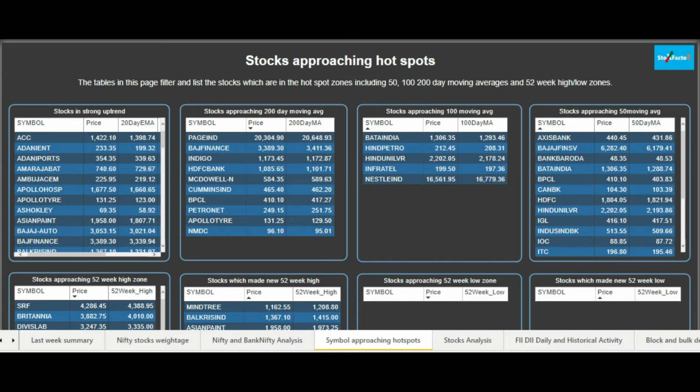So in this video we are going to cover the fifth page of the dashboard, that is the stocks which are approaching the hotspots. So what do we mean by the stocks approaching the hotspots? Basically we have defined the hotspots as the dynamic resistance or support zones. You are already aware of the resistance and support zones if you have already traded in the market.